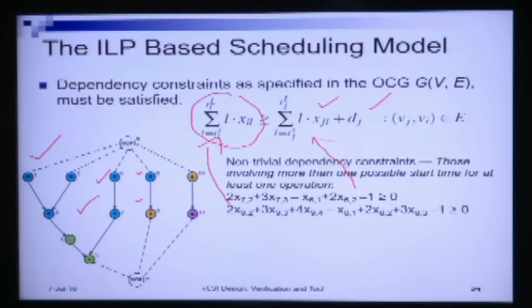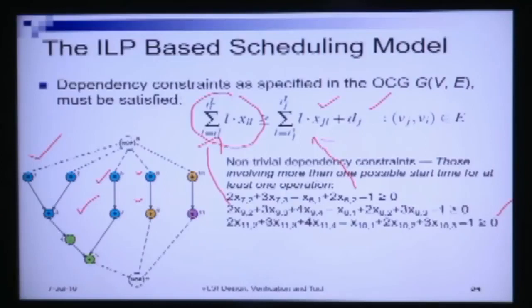So, similarly, we get other constraints. There is a constraint between operation 9 and operation 8. The start time of operation 9 is represented by 2x92 plus 3x93 plus 4x94. The start time of operation 8 is represented as x81 plus 2x82 plus 3x83. Now, again, the difference between the start times of operation 9 and operation 8 has to be at least 1 and is therefore represented by this constraint.